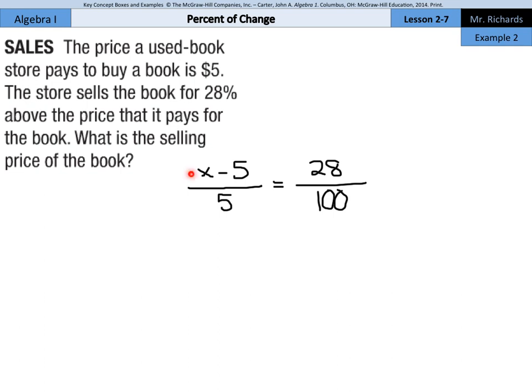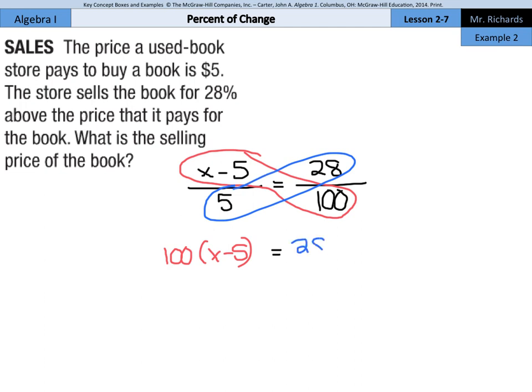As we're looking at new minus original, now we get to cross multiply this, where we will have 100 times x minus 5, and that's going to equal 28 times 5. Distribute here. 100 times x is 100x, minus 5. Just kidding, 100 times negative 5 is a minus 500. And that's going to equal 28 times 5, which is 140.